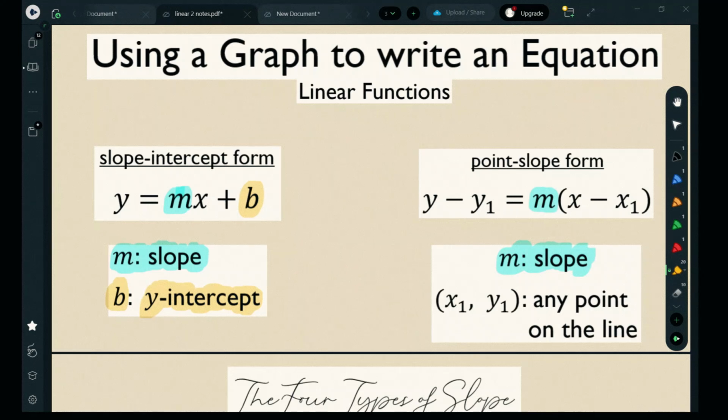For point-slope form, this is what you need. Any point on the line. So if you know any point on the line, then you can use the point slope form, and you take the coordinates of that point on the line, x1, plug it in there, y1, plug it in there. So these spots in the equations that are highlighted, that's where you're going to plug in a number. And then the x and the y is just going to remain as a variable when you're writing the equation.